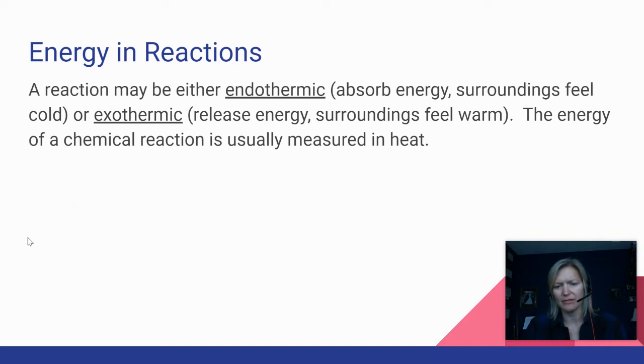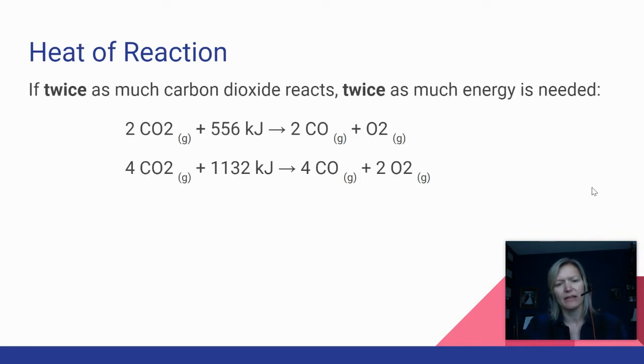We can't actually do this in lab, unfortunately, but you're going to take a look at some of the things. Now, like I said, if we change those molar quantities, we're going to change the amount. So if we have 2 carbon dioxides and we have 556 kilojoules, what happens if we double the amount of carbon dioxide? That means we have to double the amount of energy. And this is just one way to write this equation.